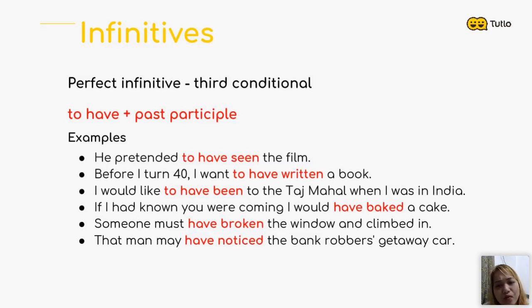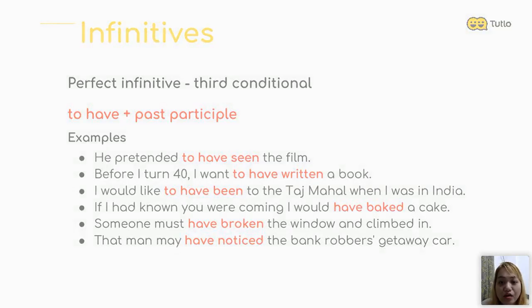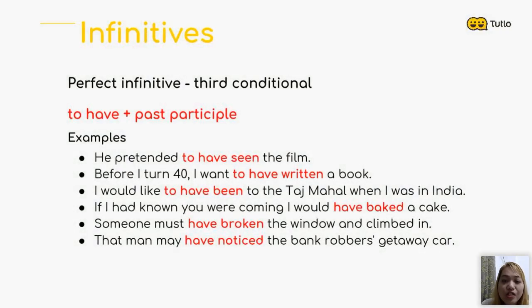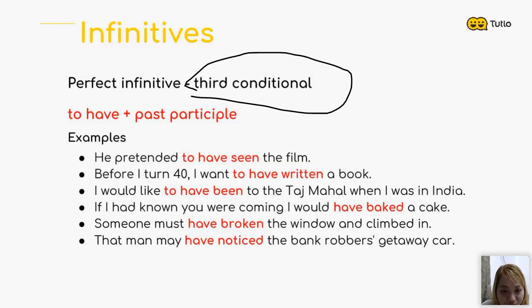Okay, what I want to tell you about perfect infinitive is that it is most commonly found in the type 3 conditional sentence, or namely third conditional. Yes, that is right. The type 3 conditional sentence is part of the conditional perfect, although it can be used in other places as well. The perfect infinitive is formed as to have plus past participle.